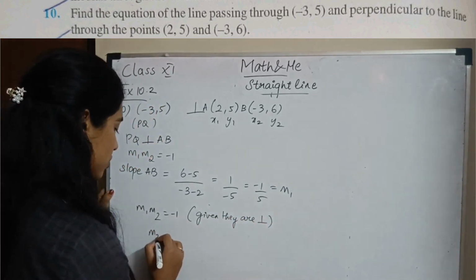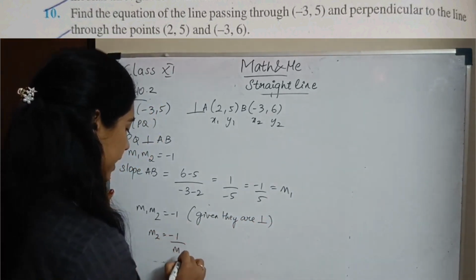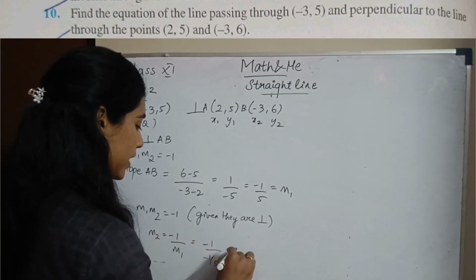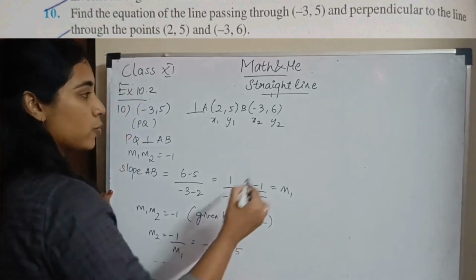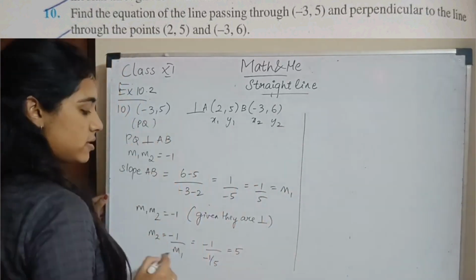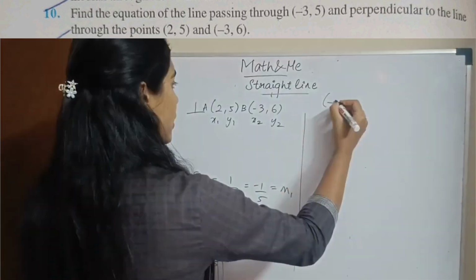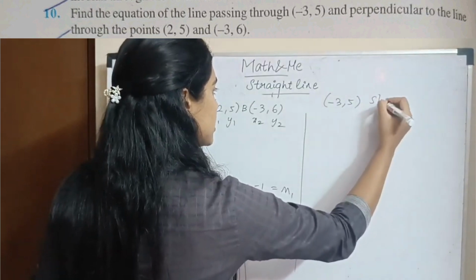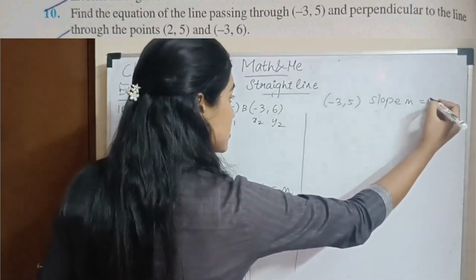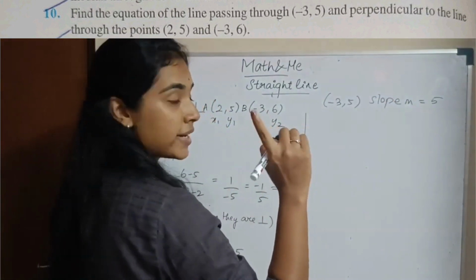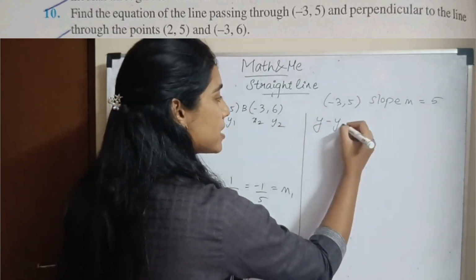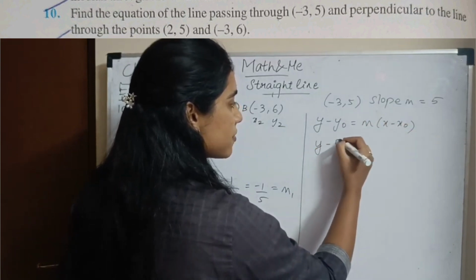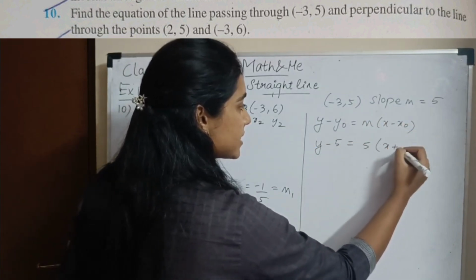So M2 equals minus 1 by M1, which is equal to minus 1 by minus 1 by 5. So I get 5. This is my M2. Now that I know one point and I know the slope, the point is minus 3, 5 and the slope M is 5. Using the point slope form, I get y minus y naught equals m times x minus x naught. Y minus 5 equals 5 times x plus 3.